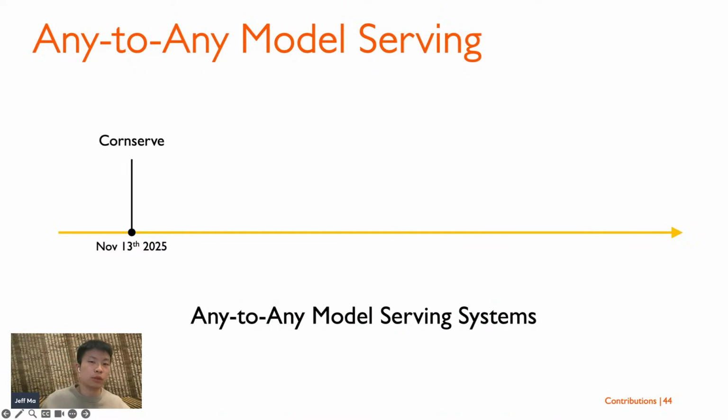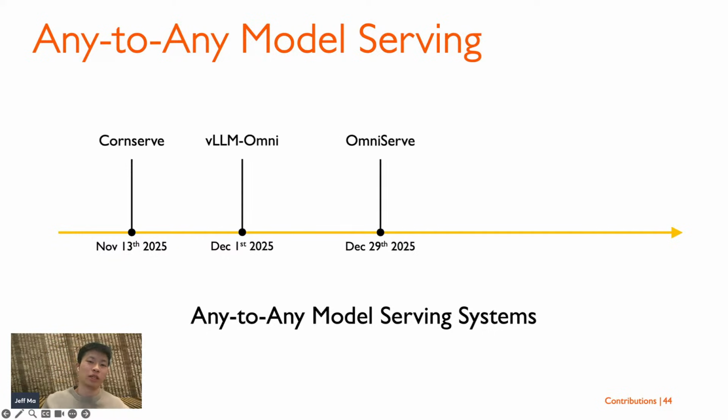Coming back to existing serving systems for these any-to-any models, shortly after we announced Cornserve last year on November 30th, vLLM released vLLM-Omni in December. Then, in addition to a project OmniServe released together with their HyperCLOVA X model, SGLang also has an ongoing RFC about SGLang Omni. While we see any-to-any model serving systems gaining traction, we are the first one among them, and we are the only one that tackles the planning problem so far.